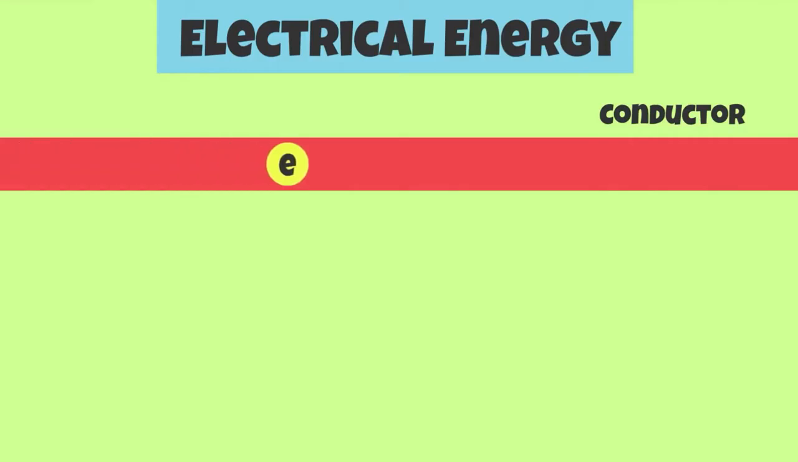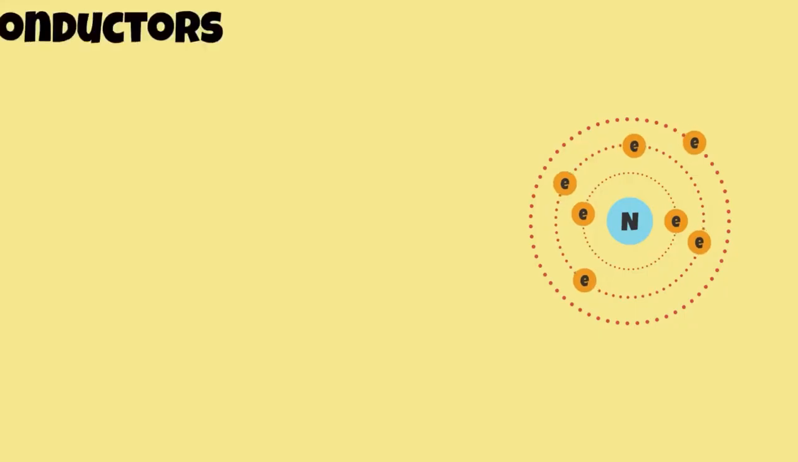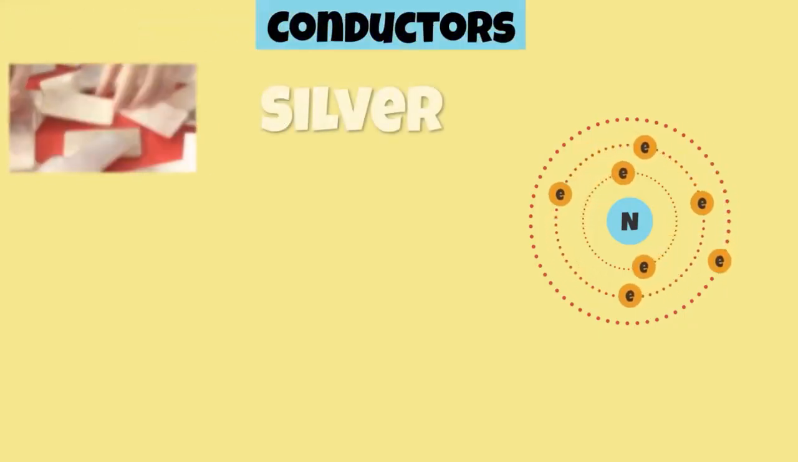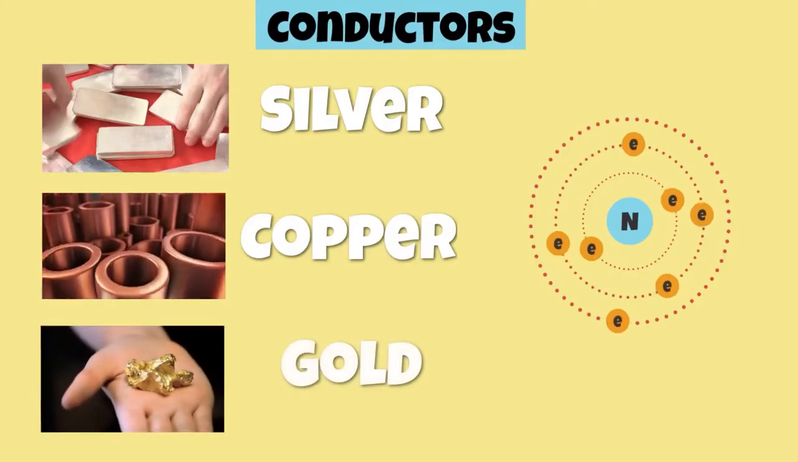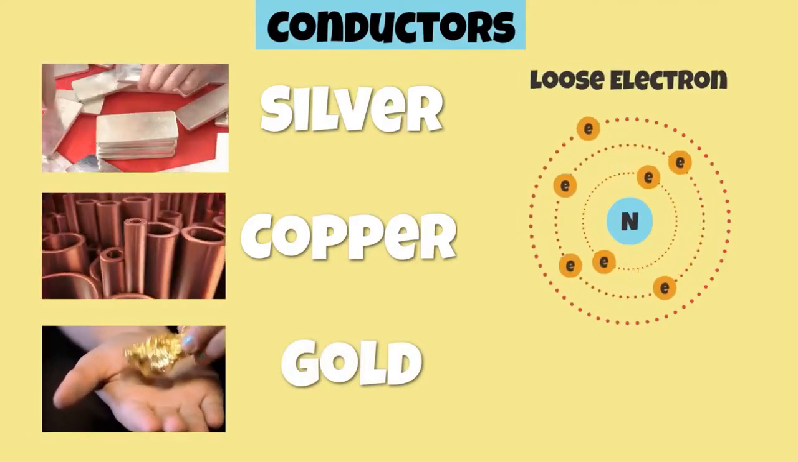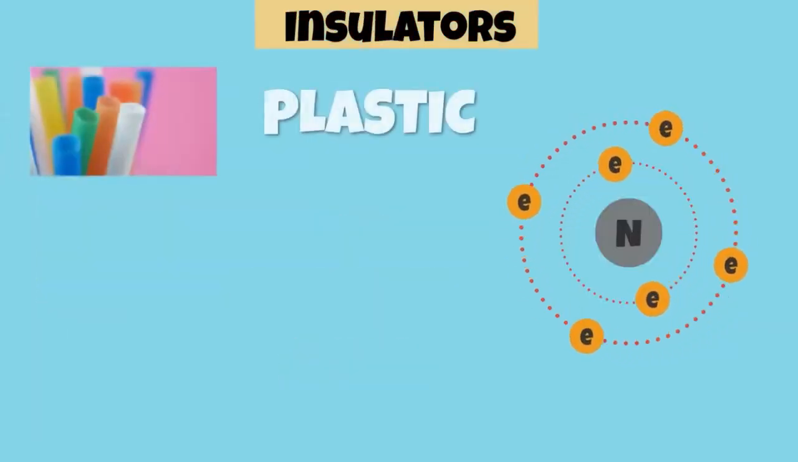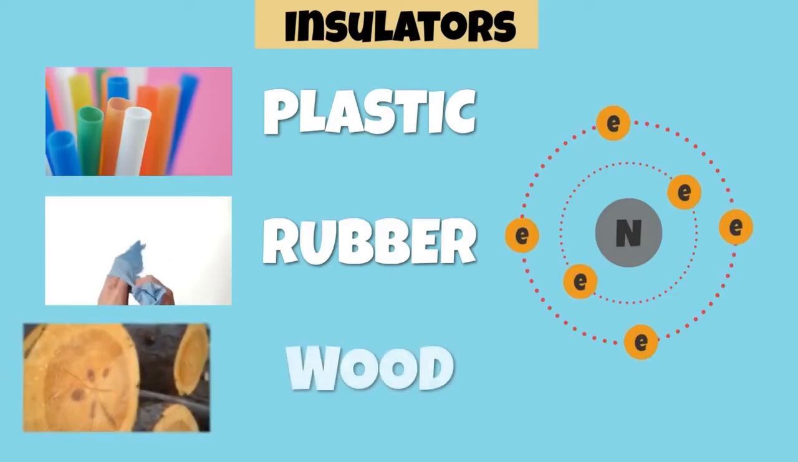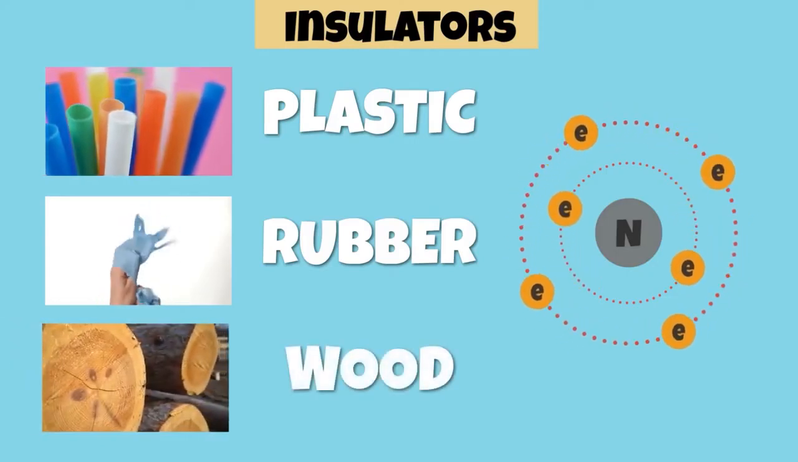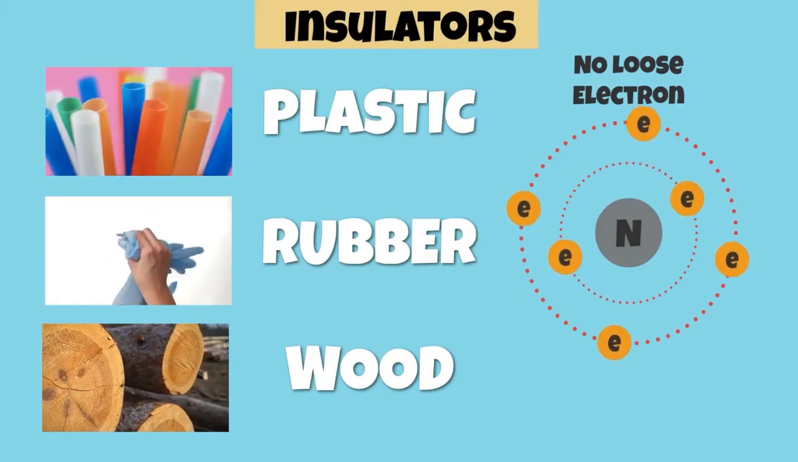An electric current is created when a charge flows from a positive to a negative. Conductors such as silver, copper, and gold contain electrons that are loosely bound and allow them to flow with ease. Insulators such as plastic, rubber, wood, and glass resist the flow of electrical energy since they contain tightly bound electrons.